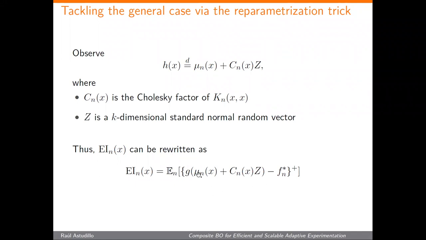So this allows us to rewrite the expected improvement as the expectation of this object. Everything inside this expectation is deterministic. It's something that we can compute in closed form and it's differentiable. And all the randomness is encapsulated in a standard normal random vector, C.